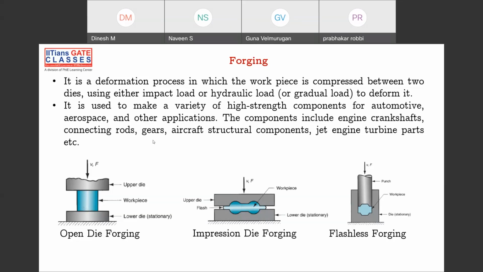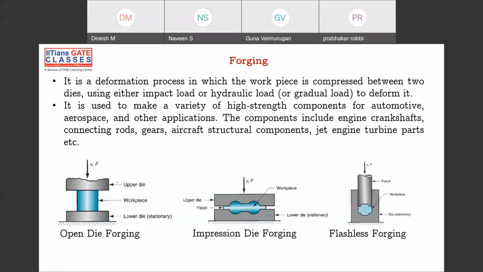Now let's discuss another bulk metal operation. How many have we discussed till now? We have discussed rolling, wire drawing, and extrusion, right? And the other bulk metal operation that we're going to discuss today is forging. Forging has been with us for decades, not decades, centuries.